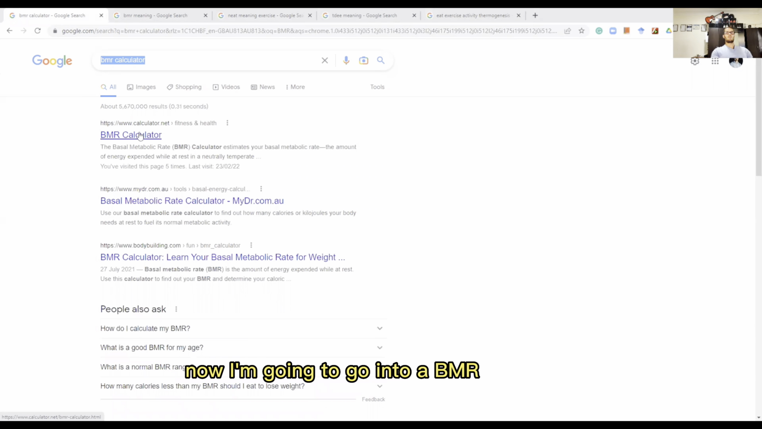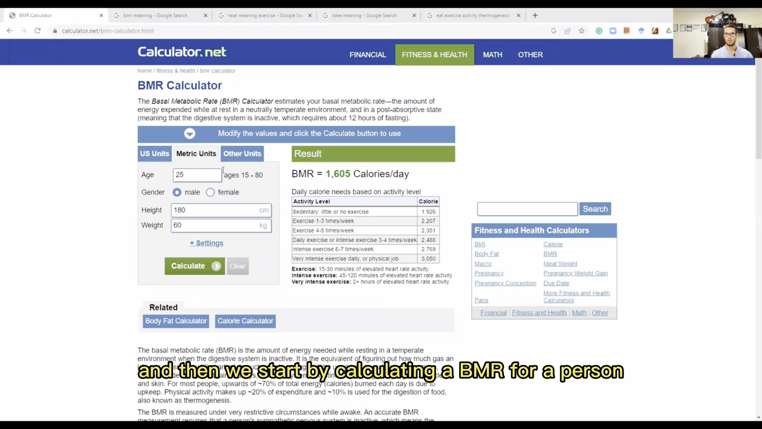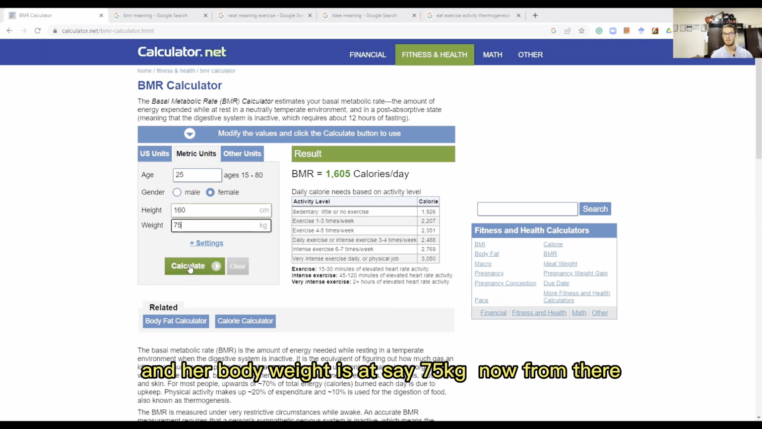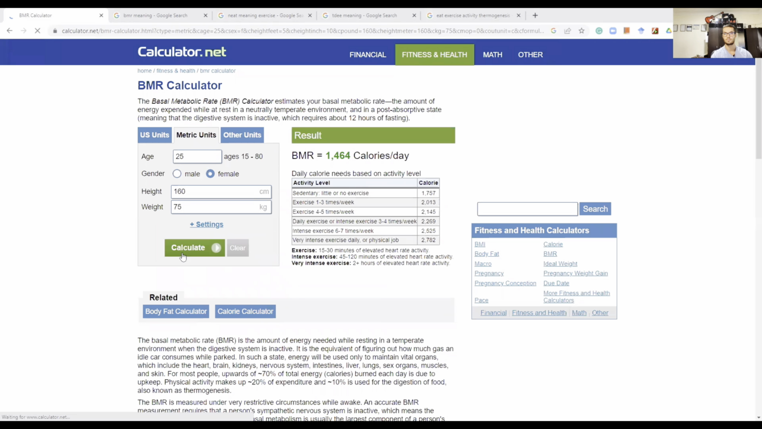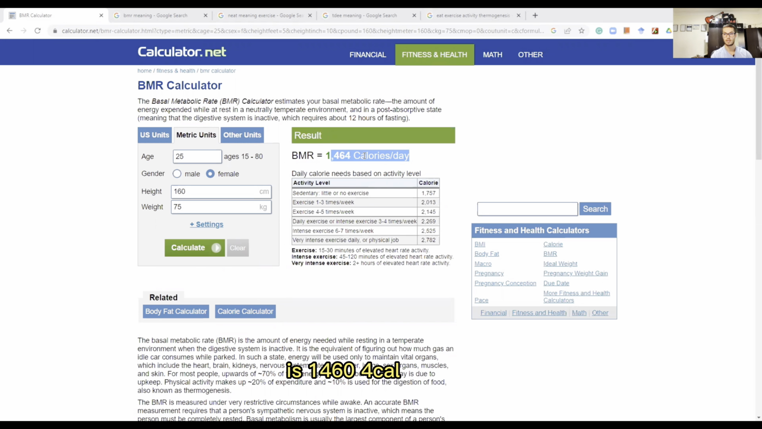So now let's go into a BMR calculator, and we start by calculating a BMR for a person. Let's assume a person who's 25 years old, a female, 160 centimeters, and her body weight is, let's say, 75 kilograms. As you hit calculate, it will tell you that the BMR for this person is 1464 calories per day. And then obviously we need to do the TDEE, which is the total.